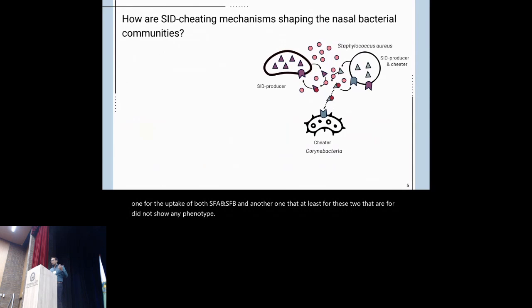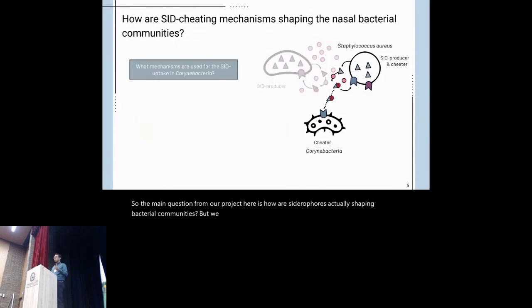So the main question of our project here is, how are siderophores actually shaping bacterial communities? But we realized that we first need to answer one specific question: which mechanisms are Corynebacteria using for cheating on Staphylococcus aureus and taking up the siderophores that are being produced?